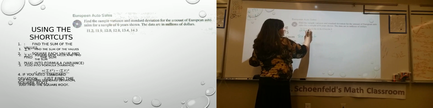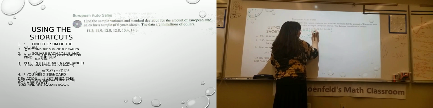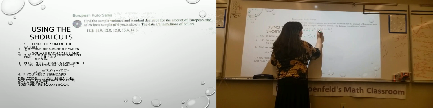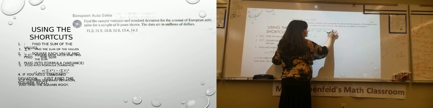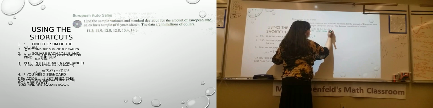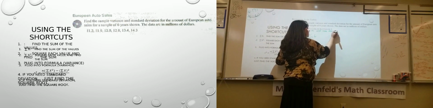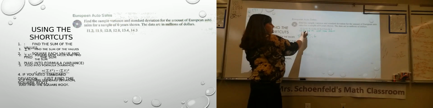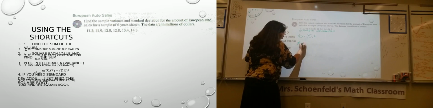0.44. Oh yeah. 163.84. Okay, now we have to add all of those up. And how do we write that? That will be the sum of the x squareds.